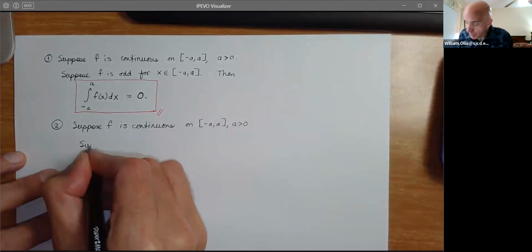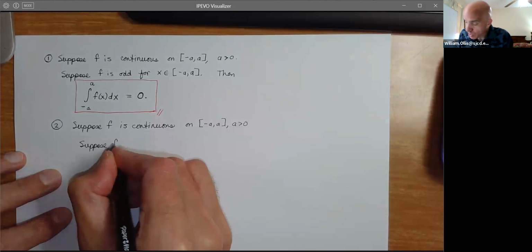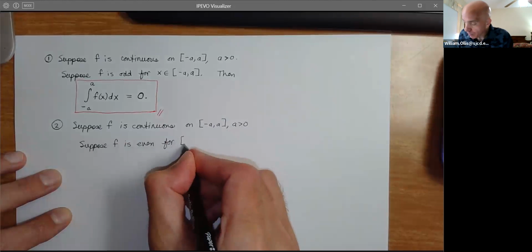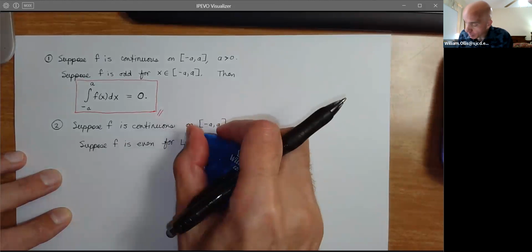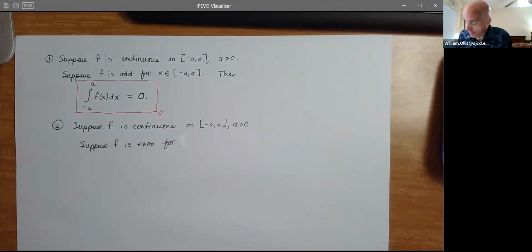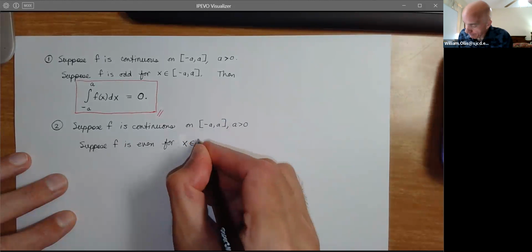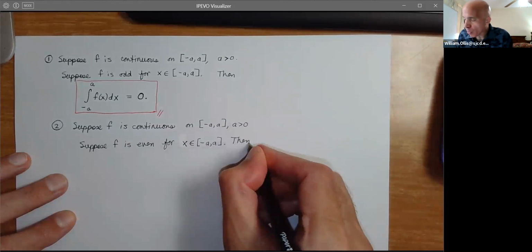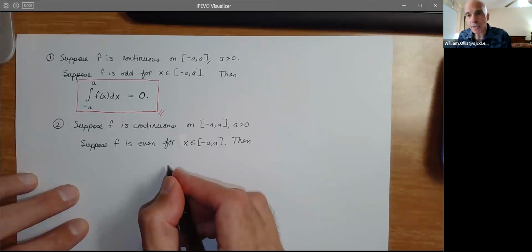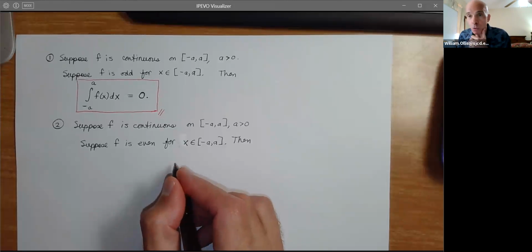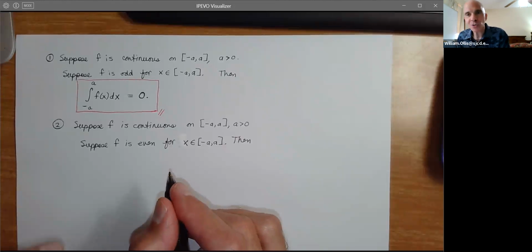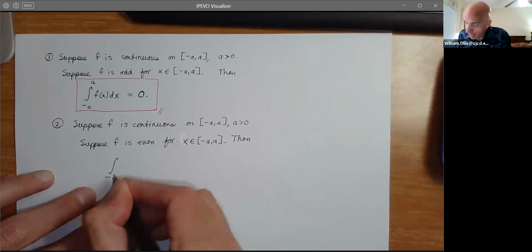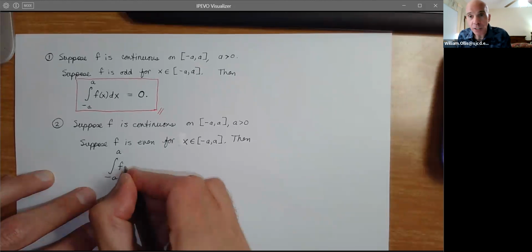Now suppose, let's do the other type of function. Suppose f is even for x in the symmetric interval. Then, now we don't get zero, but we remember that the even function is symmetric with respect to the y-axis, so we can use the symmetry option that I've used many times already in this course. This is the symmetry option that we use because we're trying to do less work.